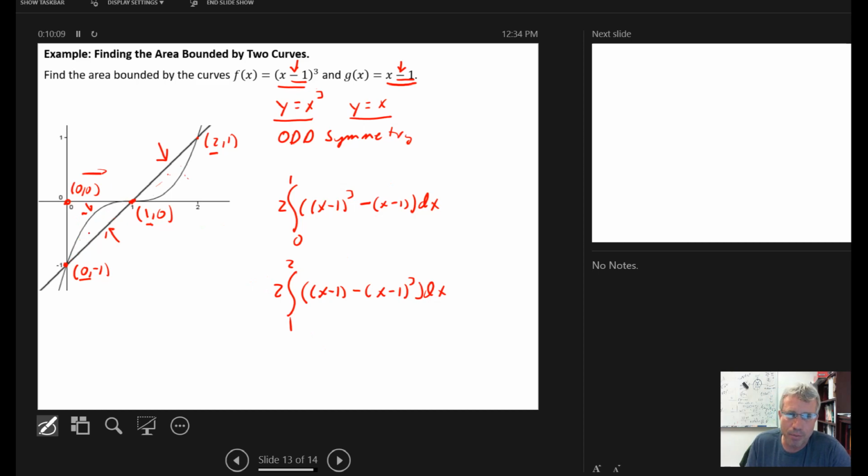So instead of doubling this area, double this area here. But you can see that probably this is going to be more convenient, because having a 0 as a bound of integration is really nice when you plug it in for x. And having 1 as a bound of integration is going to be very nice as well. So these are probably easier bounds of integration to work with than 1 and 2.